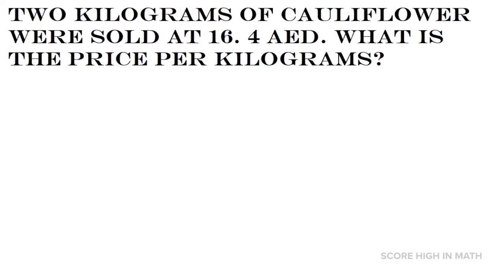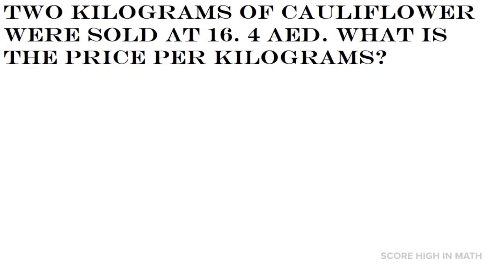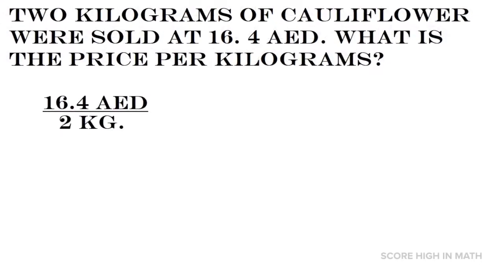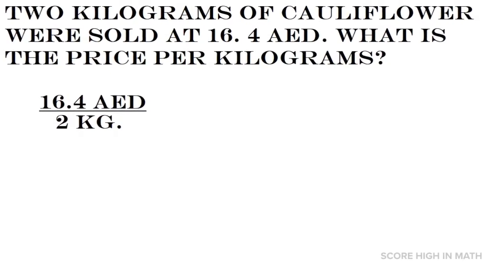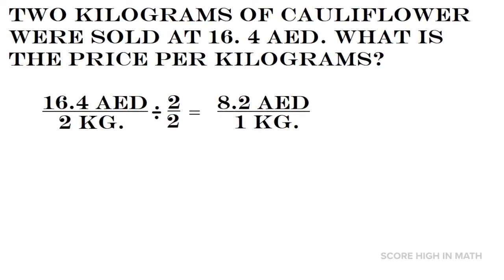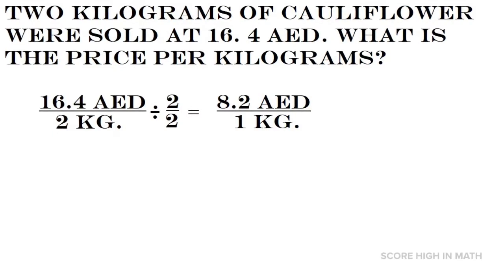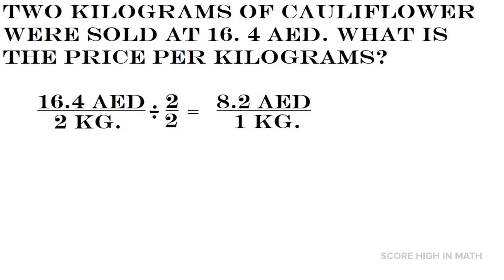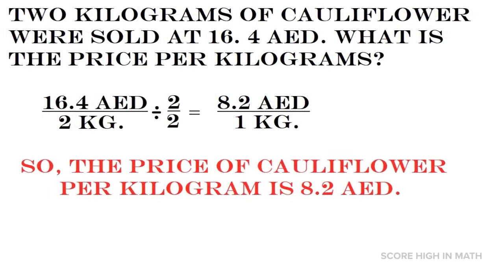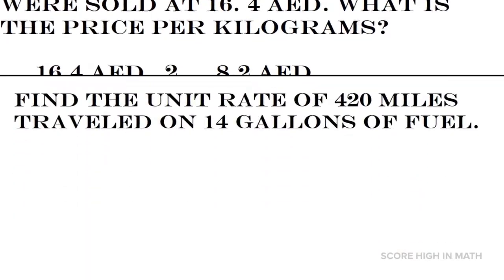Let us move to unit prices. 2 kilograms of cauliflower were sold at 16.4 dirhams. What is the price per kilogram? We are going to write the rate as 16.4 dirhams per 2 kilograms. And to get the unit price, we are going to divide the fraction by 2 kilograms. Therefore, 16.4 divided by 2 is 8.2, and 2 divided by 2 is 1. So, the unit price of cauliflower per kilogram is 8.2 dirhams.